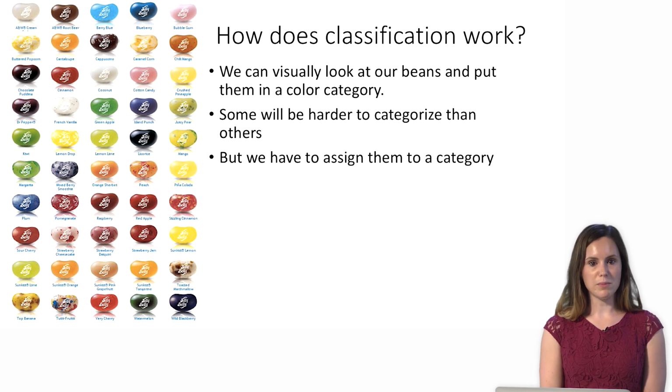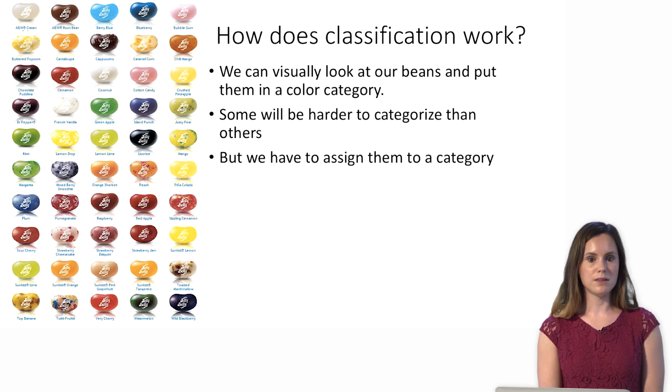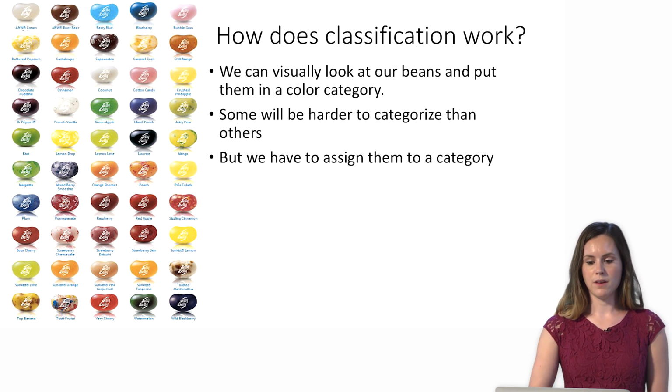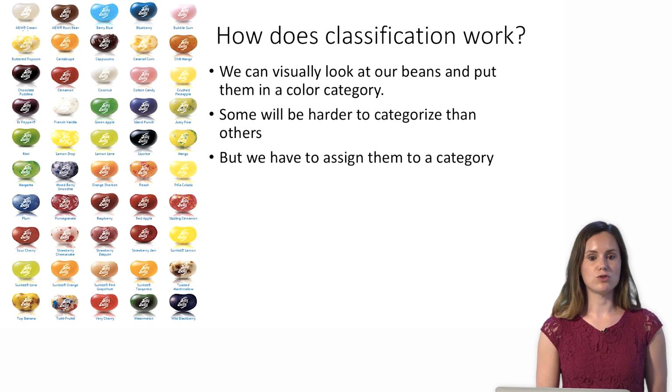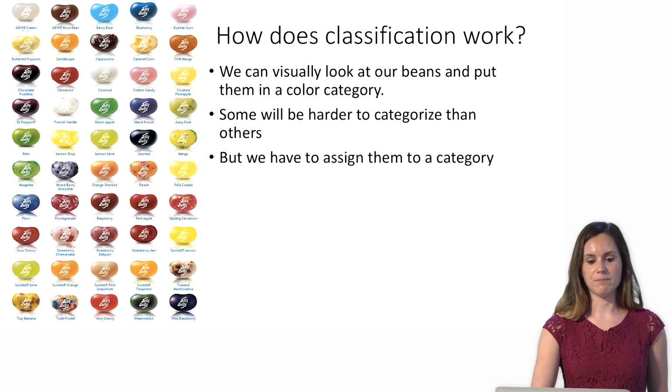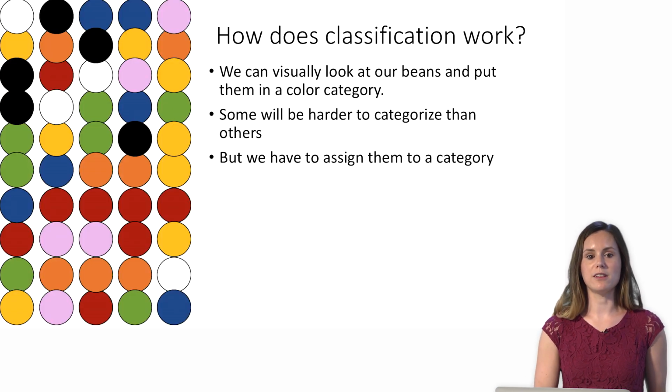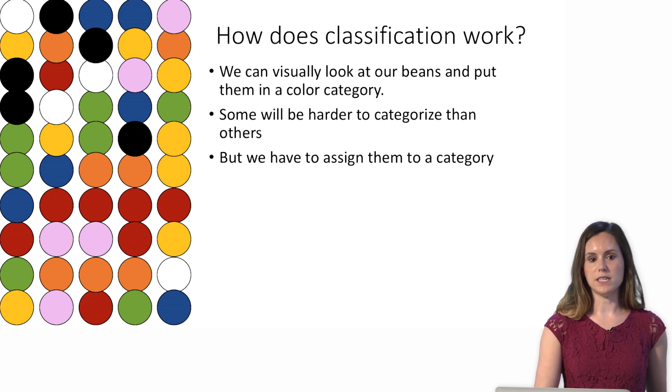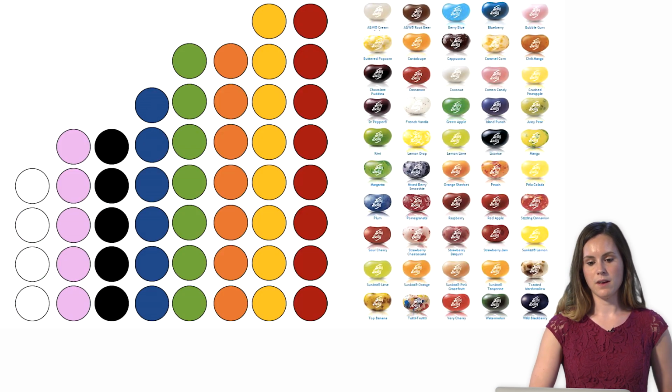So how does classification work? We can look visually at our beans and put them into a color category. Some will be harder to categorize than others, but we'll have to assign them a category. So Tutti Frutti, which has similarities to many colors because it's multicolored, we'll have to pick a color, and in this case I might pick pink. Or strawberry cheesecake and strawberry daiquiri obviously have very similar colors, so they're going to be classified the same. So this is what the classification might look like once we're done putting them into color categories. You can see we've lost some detail, but we now have a way to group our beans easily.